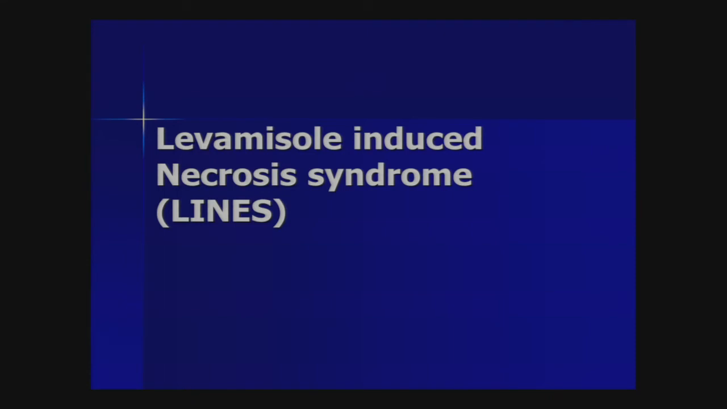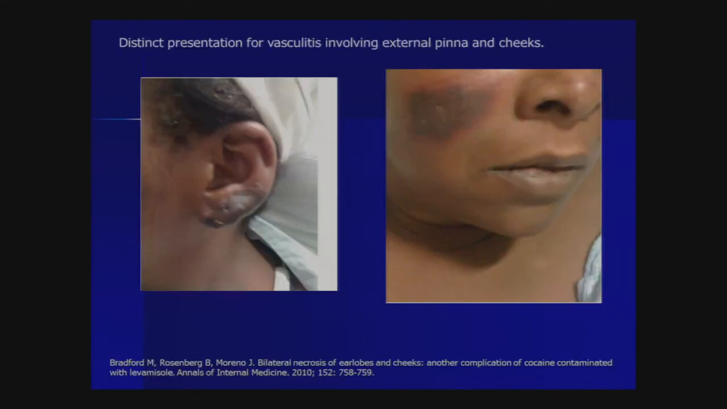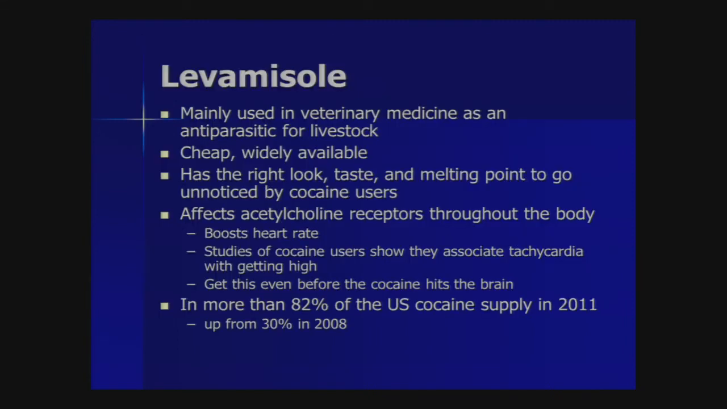So why is that? I'll talk about it in one second. I just want to show you one other picture. Again, it attacks the earlobes, a lot of times the nasal tips, the cheeks, and then you get this retiform purpura. And that's because levamisole is a veterinary medicine.